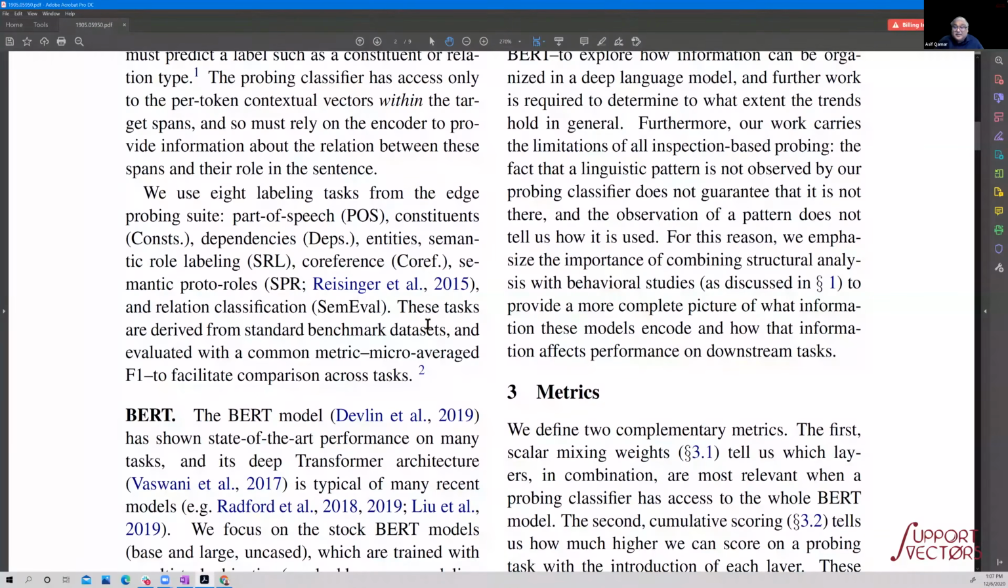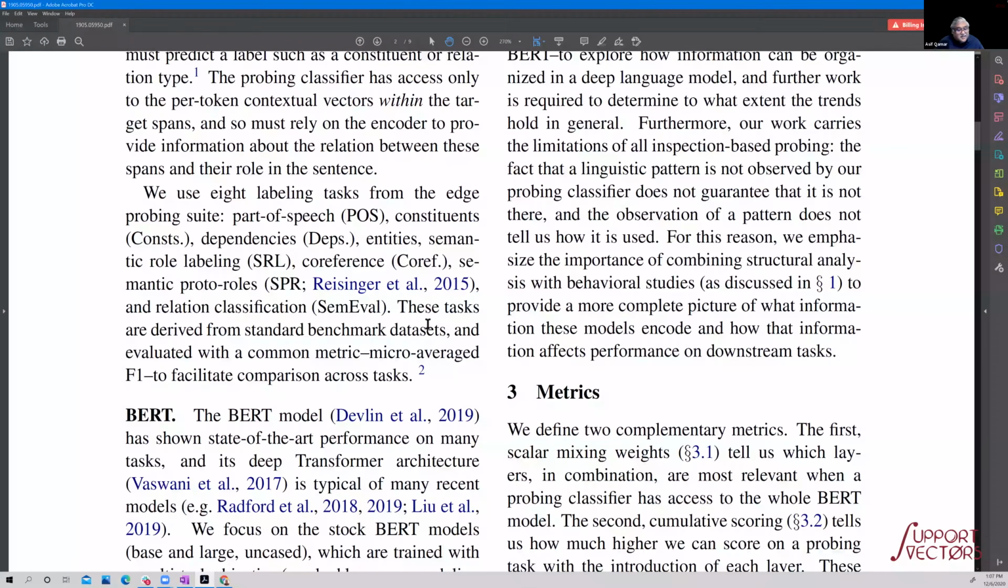Dependencies, of course, we understand very well. We have done dependency parsing. Entities is named entity recognition. Semantic role labeling, we just went through that, right? And co-reference also, right after that. And there's one more, semantic proto-roles, SPR, which we should just assume is another higher level abstraction, semantic thing.